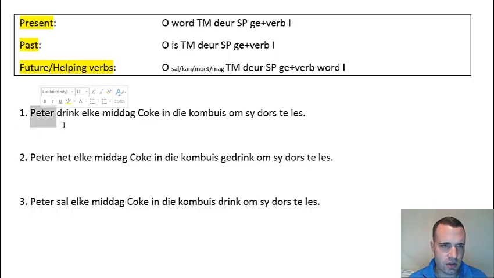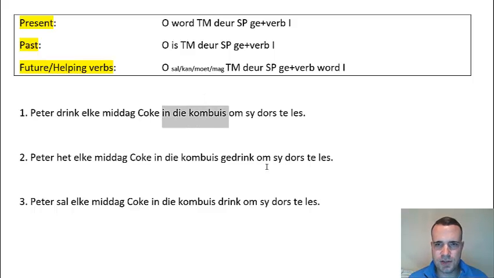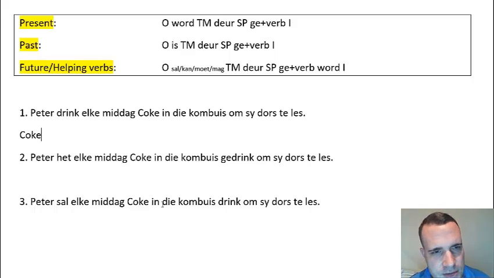Okay, so Peter, that is the subject. Drink, verb, elke middag is time, Coke is the object, in die kombuis will be place, om sy dors te les is the infinitive. Okay, now they'll start you with the object. That's how you'll know that we are dealing with Lydende Vorm. If they start you with the object, then you check, okay, which tense is the sentence in? This sentence is in the present tense. So you're going to use the first formula for the present tense.